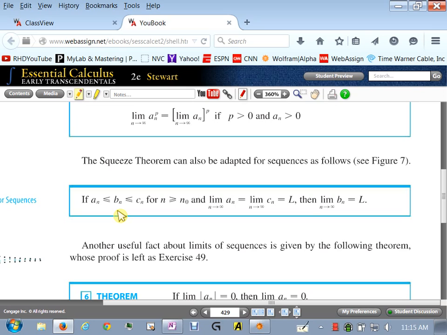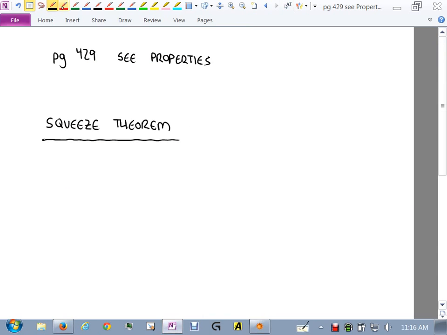Got it? If that's true, and the limit as n goes to infinity of A sub n, the one on the bottom, is equal to the limit as n goes to infinity of C sub n, the one on top, then what must the one in the middle do? The same thing. The sequence in the middle must be squeezed between those two and approach the same value. So let me show you just a graphical representation.